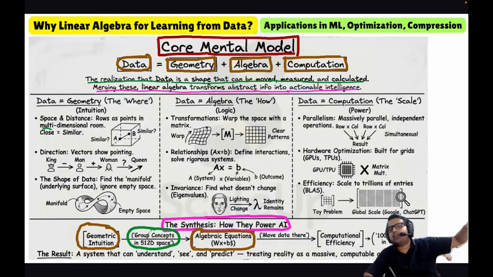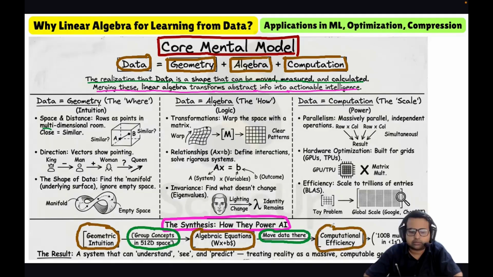So using geometric intuition, we were able to group concepts in a 512 dimensional space. Using algebraic equations, we did some kind of a matrix multiplication to move the data in that space. And computational efficiency tells the hardware to do these 100 billion multiplications in less than a second. With computational efficiency, we were able to carry out the algebraic operations efficiently in a fraction of a second.